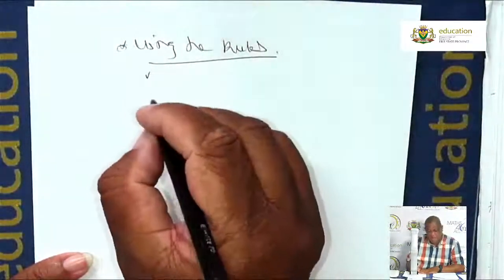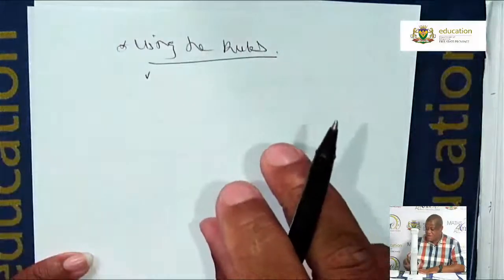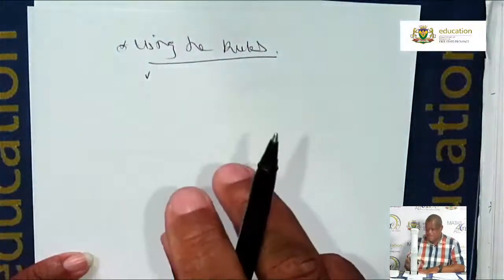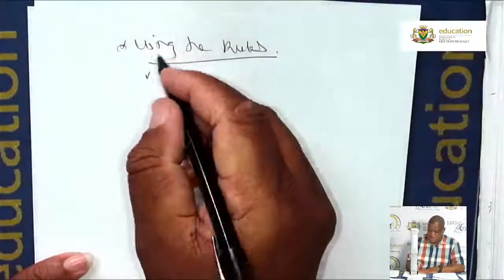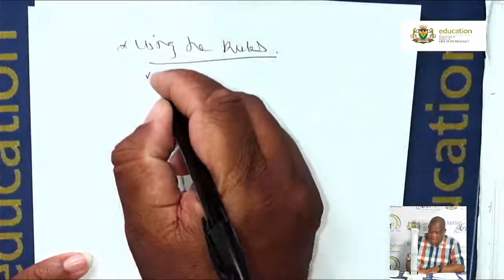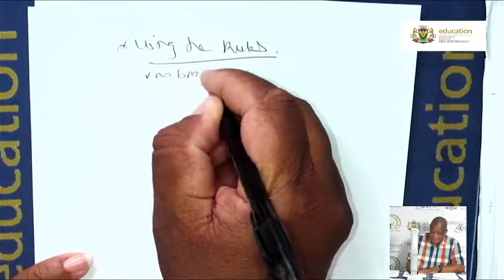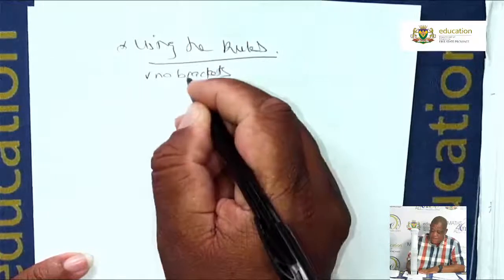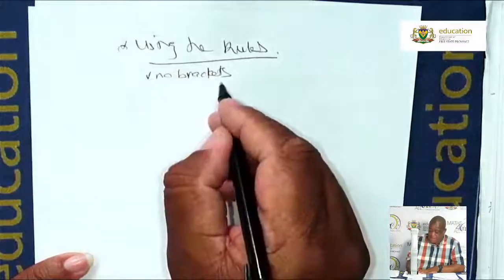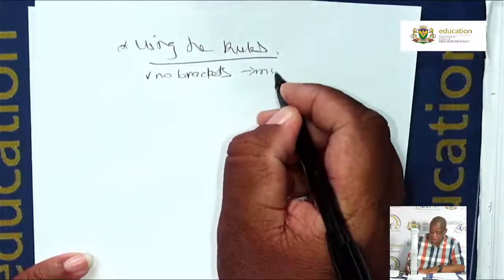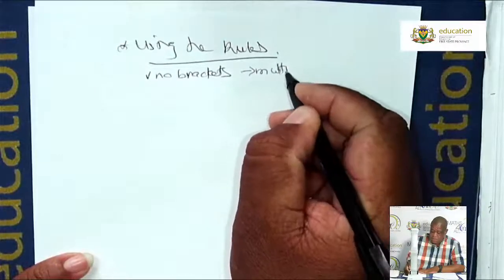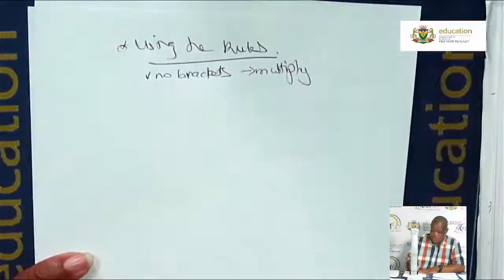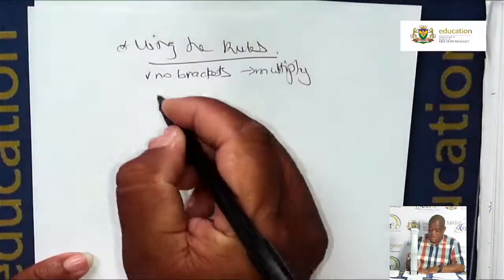We must make sure that on a given function, on a given expression, there are no brackets. Make sure that there are no brackets. If there are brackets, multiply them out. Multiply them out before you can differentiate.